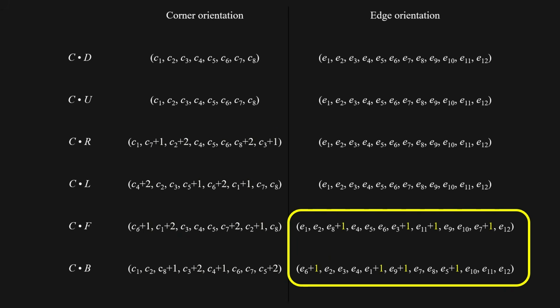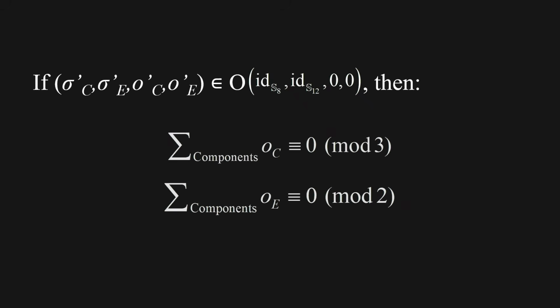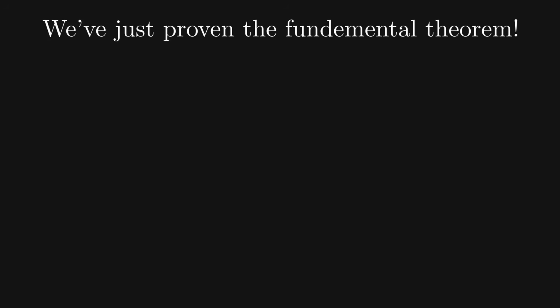So regardless of the move applied, the remainder is always preserved modulo 3 for the corners and modulo 2 for the edges. Now in particular, since the solved state's orientations consist of the 0 tuples, it follows, according to this lemma, that any solvable configuration has a corner orientation whose components sum to 0 modulo 3, and has an edge orientation whose components sum to 0 modulo 2. And that's it, the fundamental theorem of the Rubik's Cube is proved.